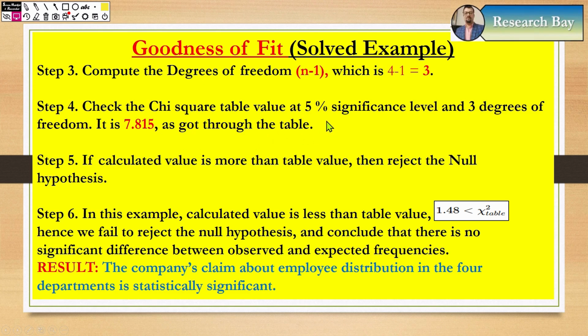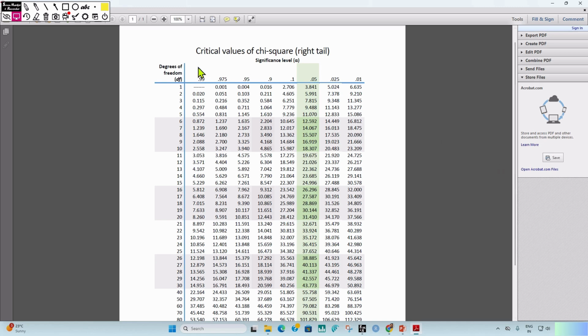I'll just show you the chi-square table. So you see, this is the critical values of chi-square, also known as chi-square table. You can easily download it from Google and use it. Now we have to look in 3 degrees of freedom. You see 3 degrees of freedom at 0.05 level of significance, which is this. What is the value? If we go over here, we get 7.815, right? 7.815 is the chi-square table value.